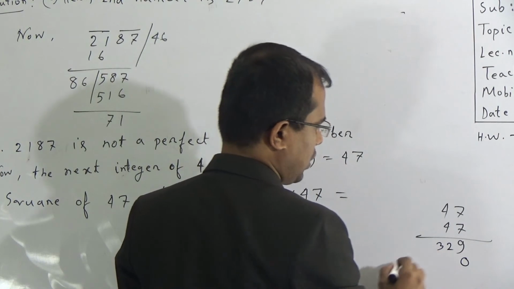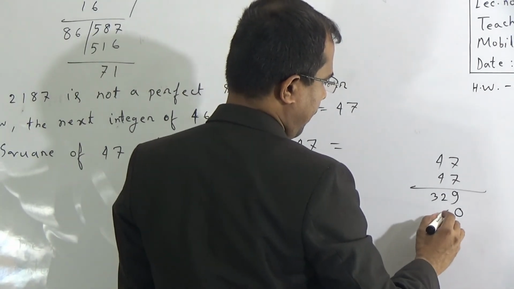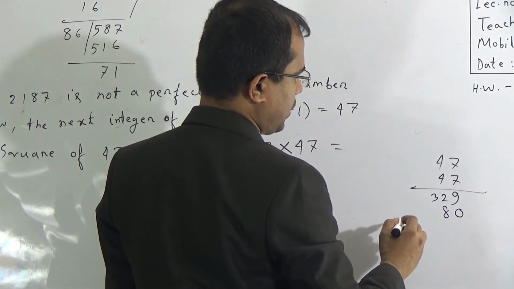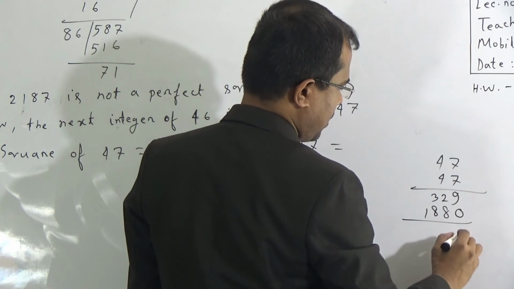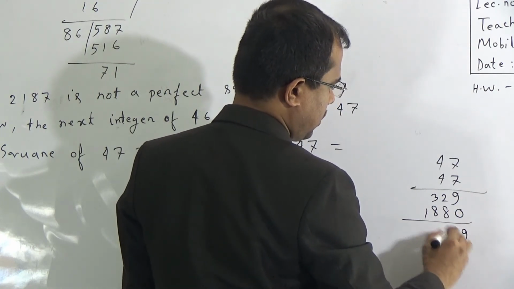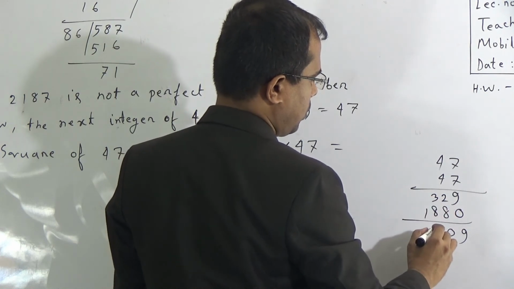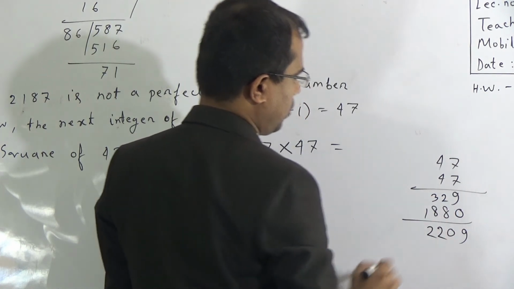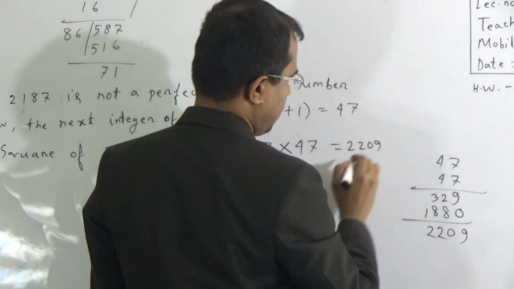Now we'll put 0 in the ones place. 4 7s are 28, 8 carrying 2. 4 4s are 16. 16 plus 2 equal to 18. If we add, then 9 plus 0 equal to 9. 3 plus 8 equal to 11, 1 carrying 1. 1 plus 8 equal to 9. 9 plus 3 equal to 12. 2 carrying 1. The answer is 2209.